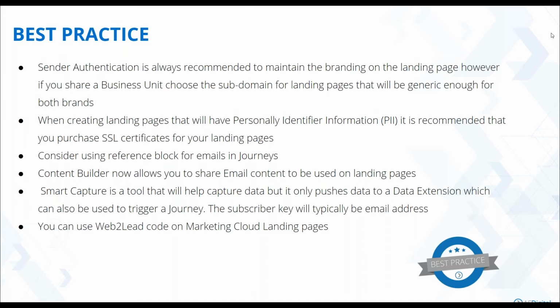And as mentioned, you have the ability to use Smart Capture. Smart Capture is a great tool. It allows you to capture data, but data that's captured in Smart Capture goes into a data extension. And typically the subscriber key would be an email address, because you wouldn't be able to create the customer number there. So that's something to think about when you are using Smart Capture. But it does allow you, once I hit submit, to trigger a journey. So then you've got it automatically sending an email and starting to onboard them onto your email program.